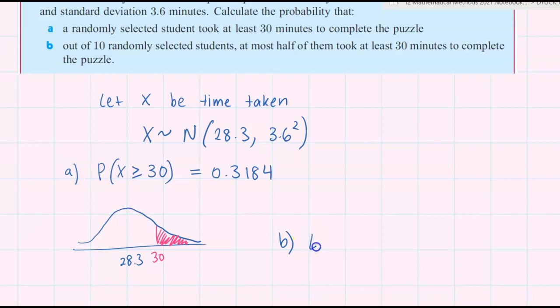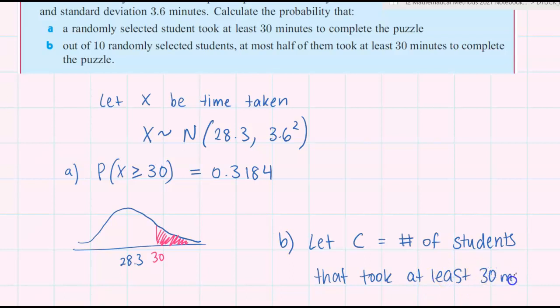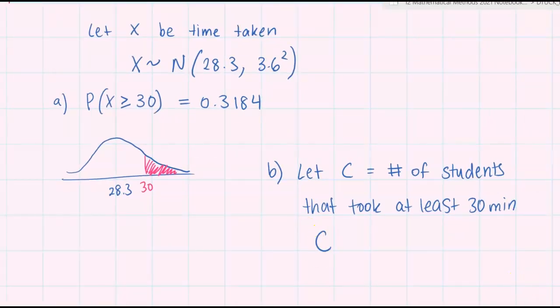So let's pick a new variable. What letter do we want to go with? Okay, C. Sorry, I'm not going to use P because we're doing probability. Let's see, C, the number of students that took at least 30 minutes. If C is distributed binomially, what do we say? It's distributed, what goes next?